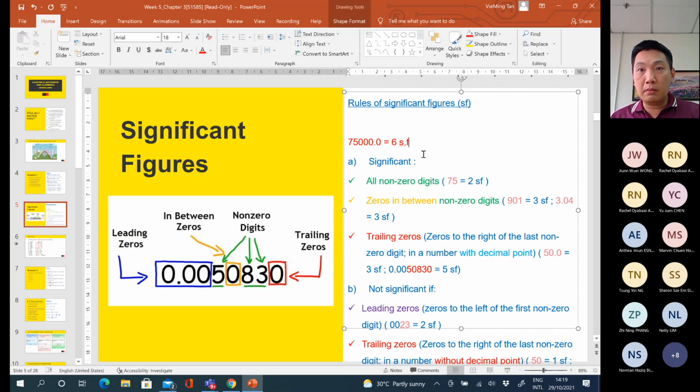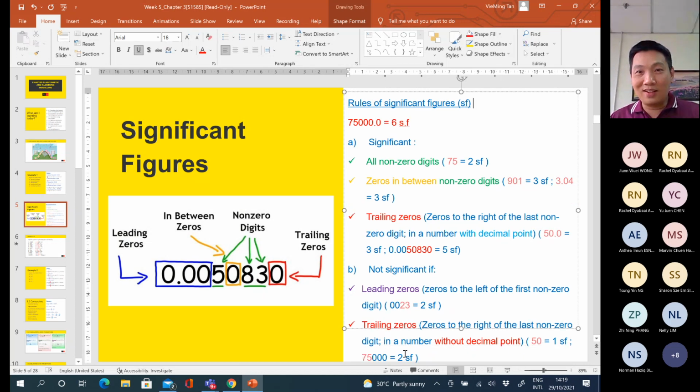Can you see the difference? This one has 6 significant figures, but the example we had just now only has 2. Why? Because that number doesn't have any decimal point. So as a result, we only count the non-zero digits. The 0s at the back, on the right-hand side, should not be counted as significant figures if there is no decimal point.